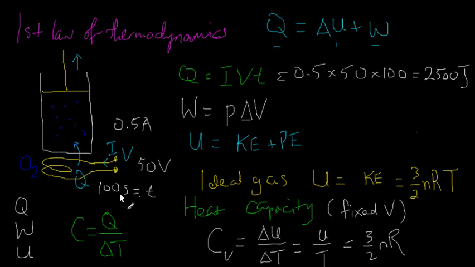Now, I found already that this heating element gives the gas a certain amount of heat. It gives the gas 2,500 joules of heat. Since I'm going to assume for now that the volume is fixed, meaning that this side of the wall is kept fixed, it's not allowed to move. Since I already found a formula for the heat capacity, I can now make use of this.